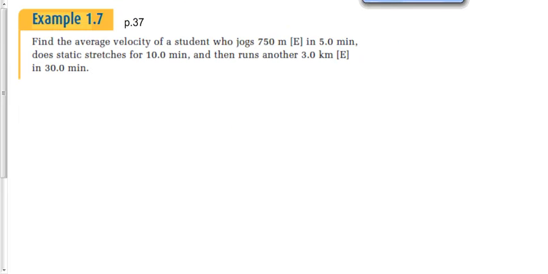Okay, I got one more for you here. One more. And then I'm pretty much done talking, then you can just do some work. This is from your textbook, so you don't need to copy out this question. Just reference it. 1.7, page 37. Find the average velocity of a student who jogs 750 meters east in 5 minutes, does static stretches for 10 minutes. What does that mean, does static stretches for 10 minutes? Stops running, just stops, not moving, right? Static means not moving. Then runs another 3 kilometers east in 30 minutes.